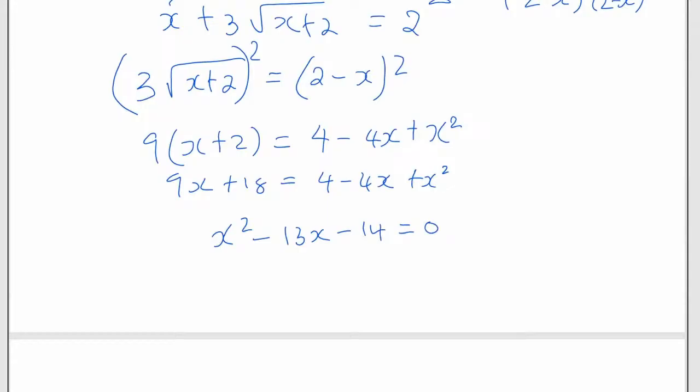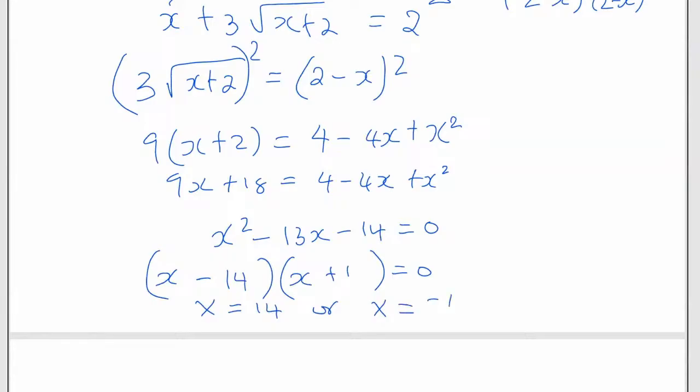Then when I try to simplify this using factors, you can even use the quadratic formula and end up with the answer. So I will say x minus 14, and then probably x plus 1 should be 0, meaning that our solutions will be x being 14 or x being negative 1.